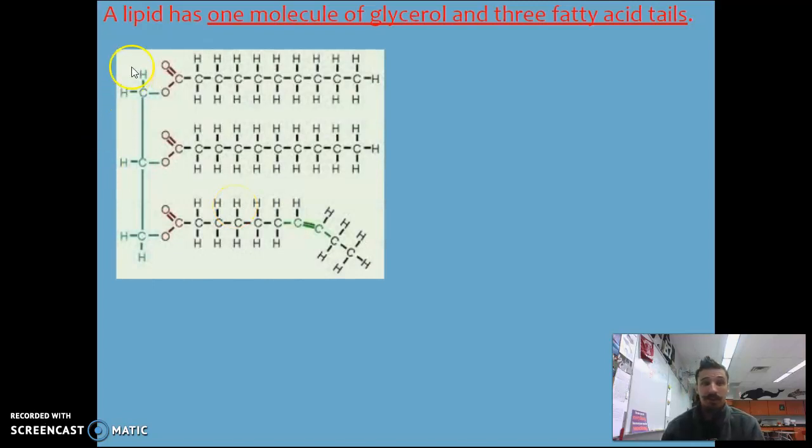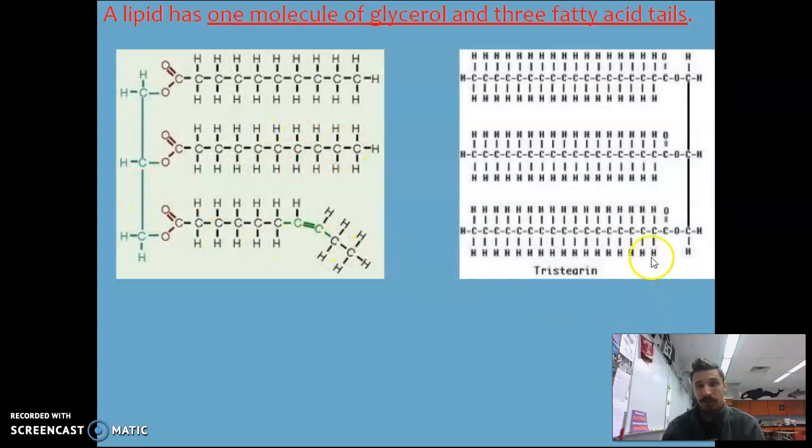Okay, so here is your glycerol, this big guy right here, this long structure. And then each one of these is considered a fatty acid tail. Now notice there's a difference between these two images. Here's your glycerol again, here's your fatty acid tails. But notice in this lipid, all the tails are straight. But in this lipid, this tail is kind of curved off to the side a little bit.